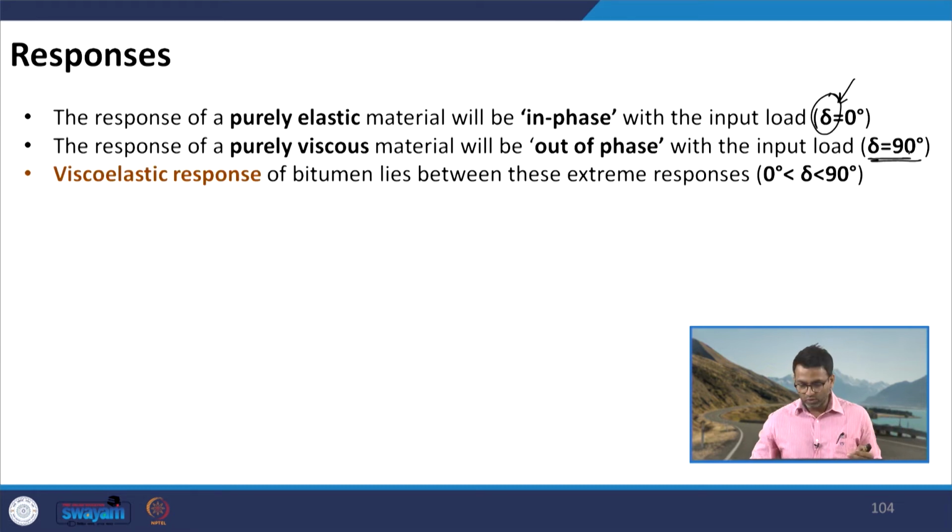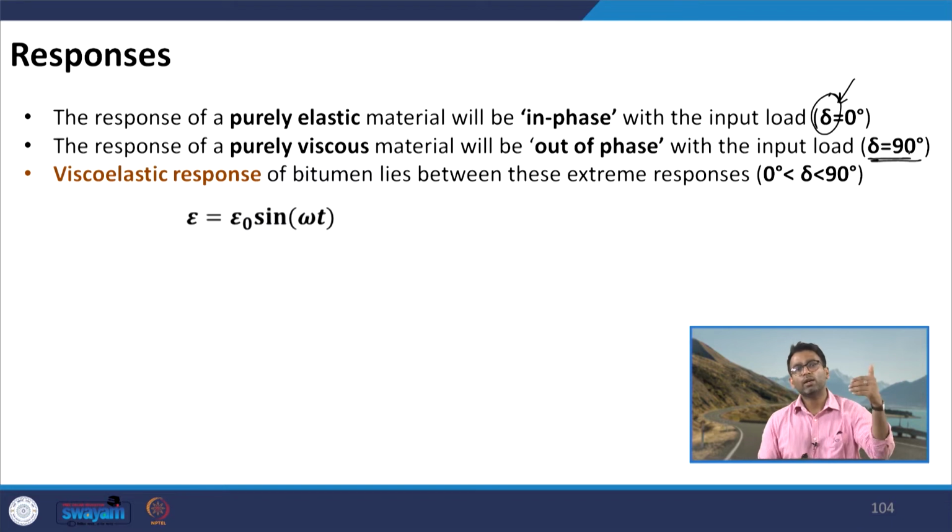Actually, our bitumen which we are discussing here is a viscoelastic material. So, the response of the bitumen will definitely be somewhere in between these extreme responses, which are elastic response and viscous response. Therefore, the value of phase lag should be between 0 degree and 90 degree. Now, let us see what we mean by this 0 degree and 90 degree.